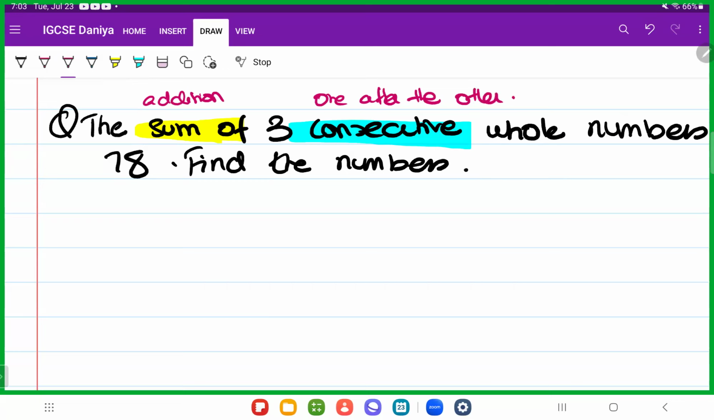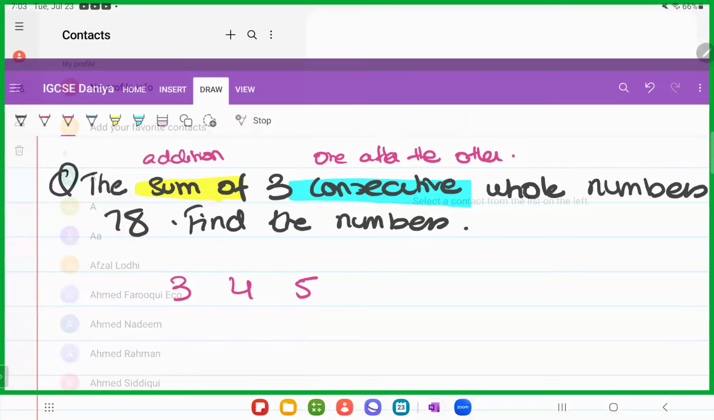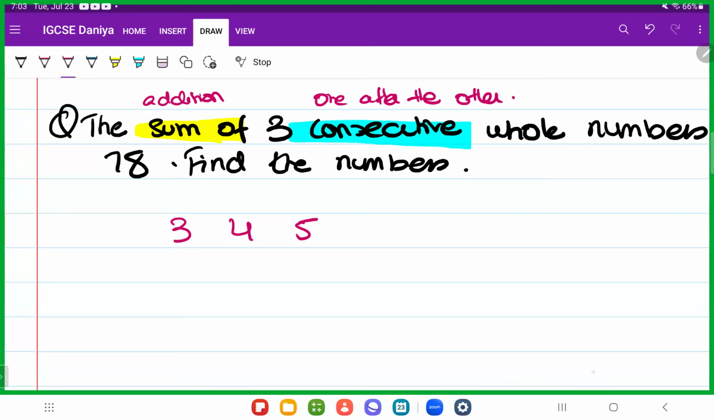All right. So that means, for example, I have numbers 3, 4, and 5. 3, 4, and 5 are consecutive numbers because they occur one after the other. Or 5, 6, 7. That means they're consecutive numbers. So what are they saying? That the sum of 3 consecutive whole numbers, for example, A plus B plus C, which is the first number, the second number, and the third number, is 78, right?